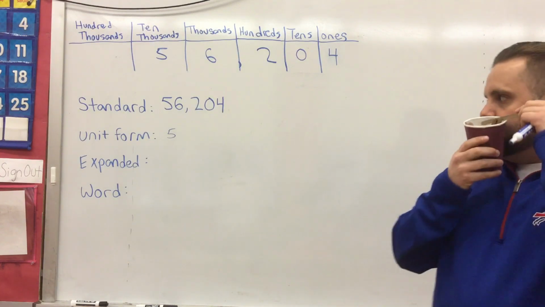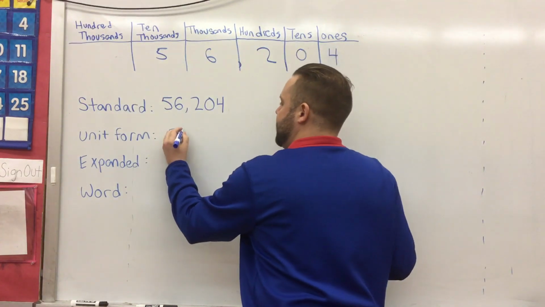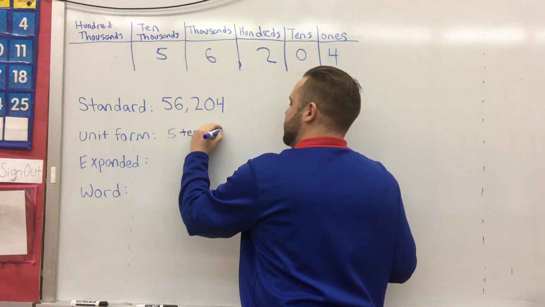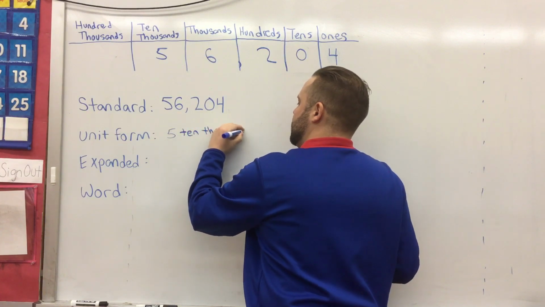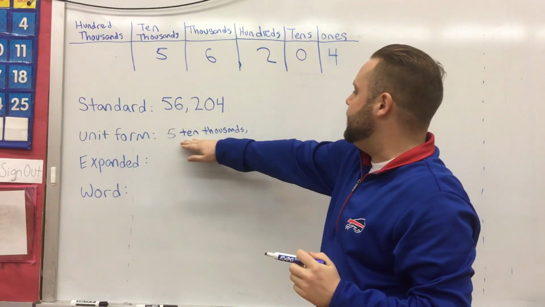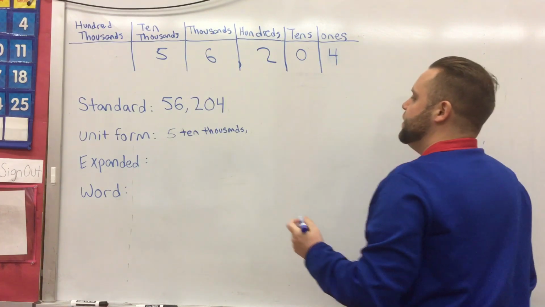Elena, 5 10,000s. Very good. So we would write 5 10,000s. Our unit is which place value spot we're in. So our unit here is 10,000s, and we have 5 of them. And then you continue from there.